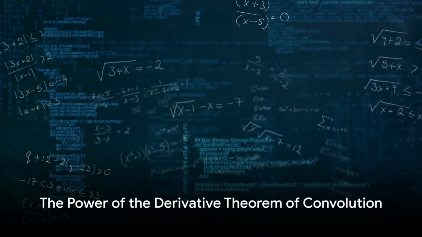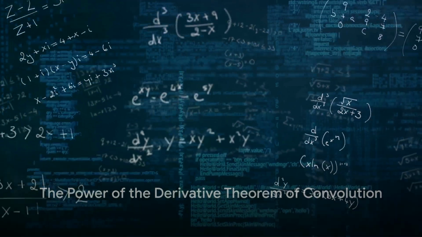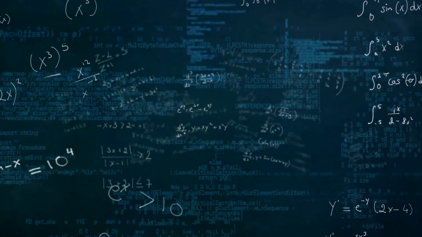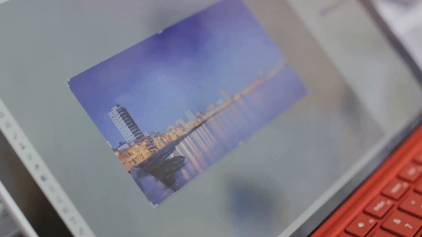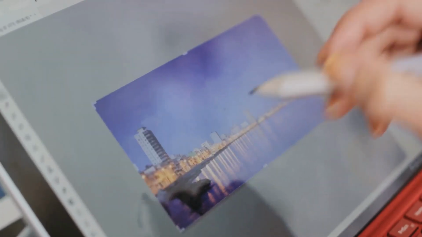So, to sum it up, the derivative theorem of convolution is a powerful tool in the world of image processing. It provides a more efficient way to compute the convolution of an image with derivative filters, thereby speeding up the process of edge detection.